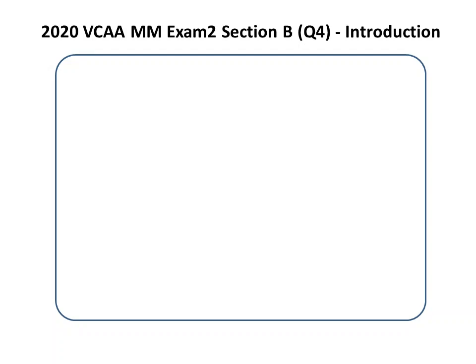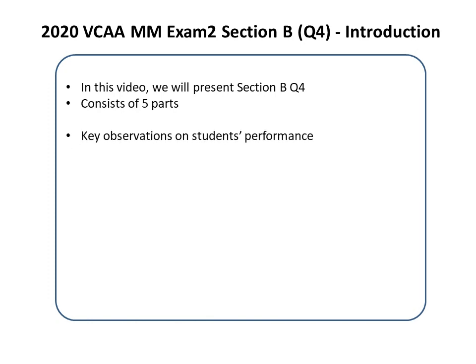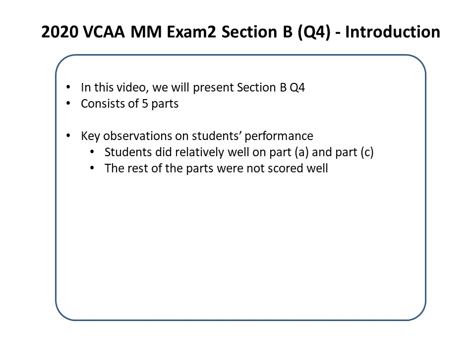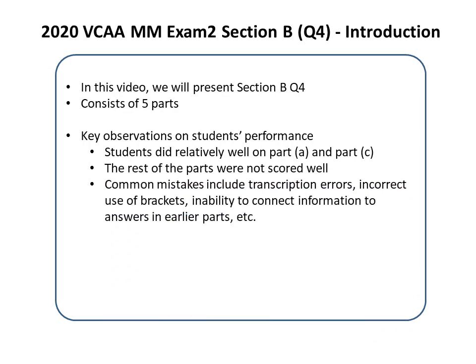Welcome to the 11th part of VCAA Mathematics 2020 exam paper series. In this video, we will present exam paper 2, section B, question 4, which consists of 5 parts. Apart from part A and part C, the rest of the parts were not scored well. Common mistakes include transcription errors, incorrect use of brackets, inability to connect information to answers in early parts, etc.